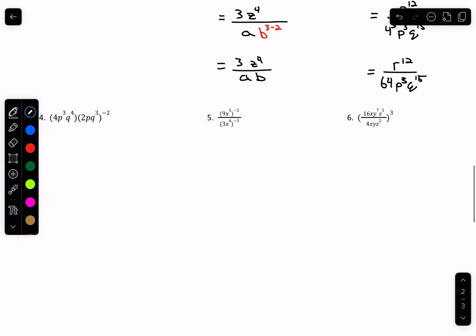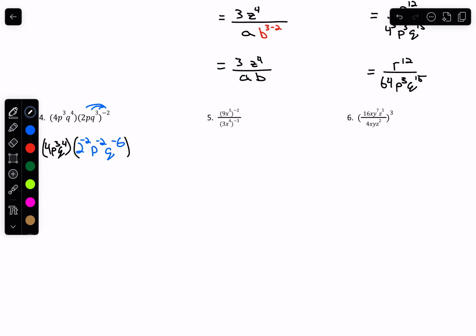All right, a couple more here. For number 4, we have a -2 that we're going to have to distribute as an exponent. So we're going to distribute this -2 to everything inside. That'll give us 2 to the -2, p to the -2, and q to the -6 when we distribute it. But then we still have the first part of the problem, which is 4p cubed q to the 4th. So now we could immediately deal with these negative exponents, but it's actually going to work out to be easier if we use the product rule first.